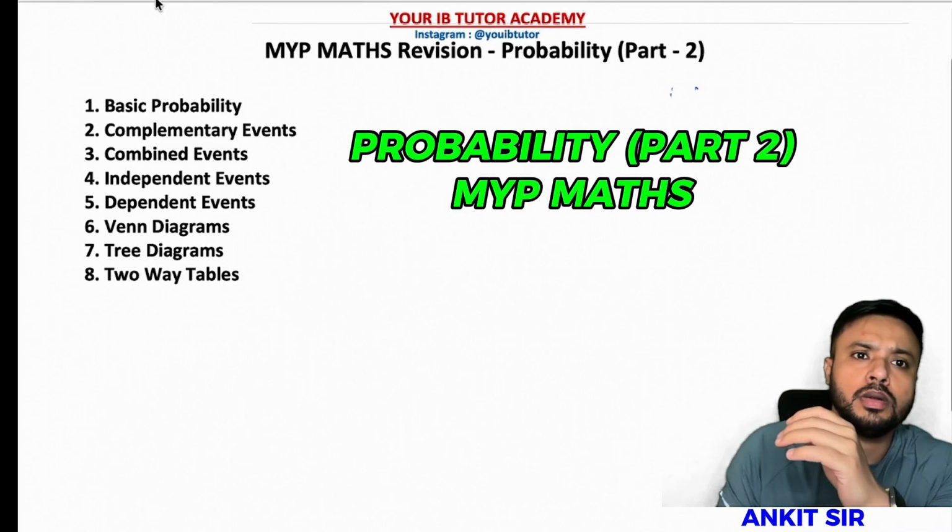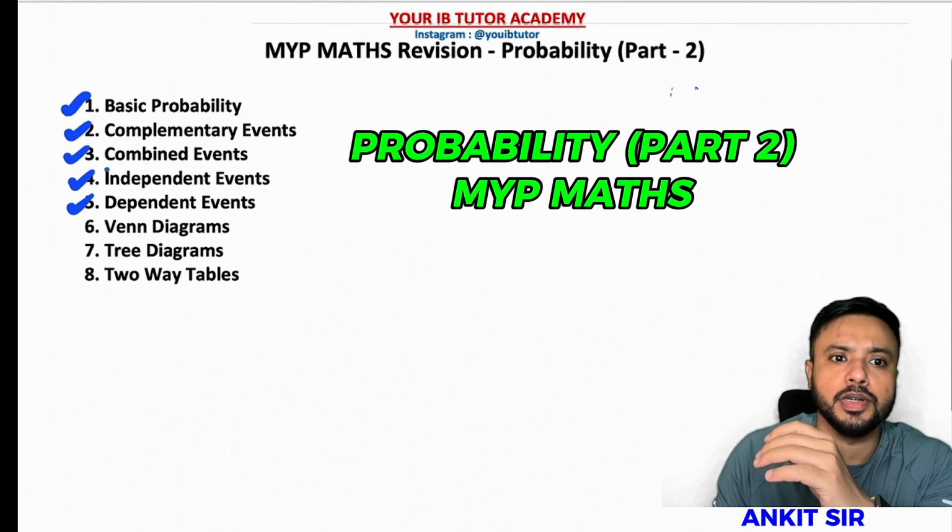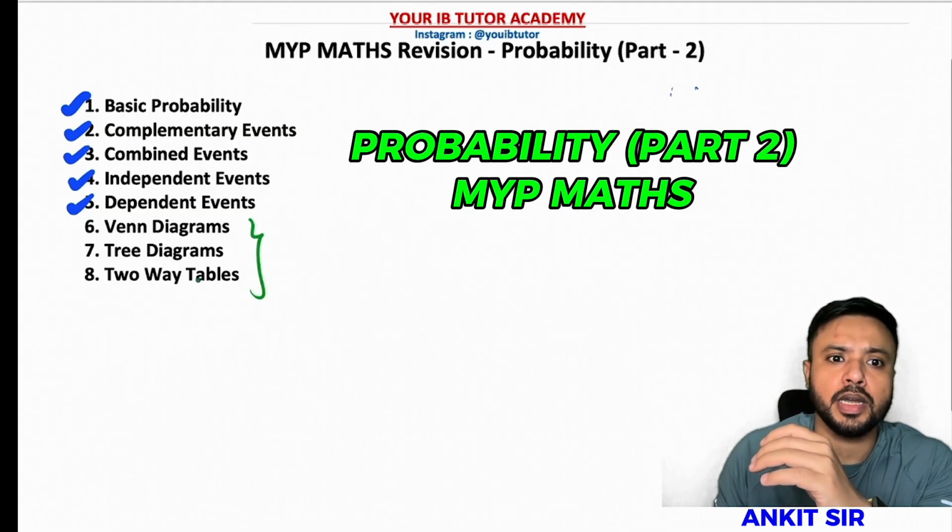So in part 1, we have already discussed basic probabilities. We have discussed complementary events, combined events, independent events, and dependent events. So in this particular video, we are going to cover Venn diagram, tree diagram, and two-way tables.